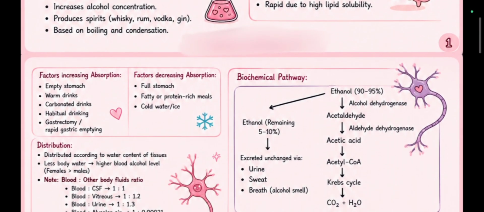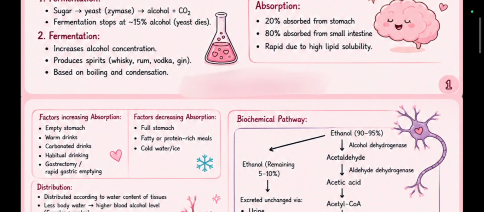Now, what are the factors which increase the absorption? Number one, empty stomach, obviously. Warm drinks. Carbonated drinks, higher concentration of CO2 in it. Habitual drinking, gastrectomy, rapid gastric emptying. If there is very rapid gastric emptying, then obviously alcohol would be more rapidly absorbed from the small intestine. So these are the factors: empty stomach, warm drinks, carbonated drinks, habitual drinking, and gastrectomy.